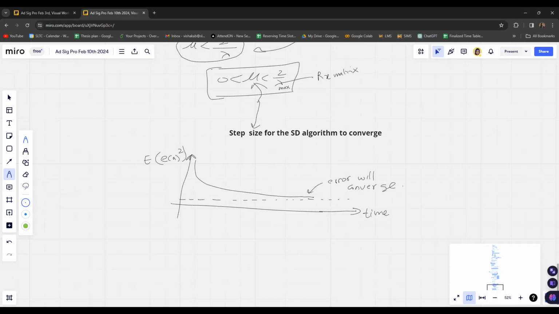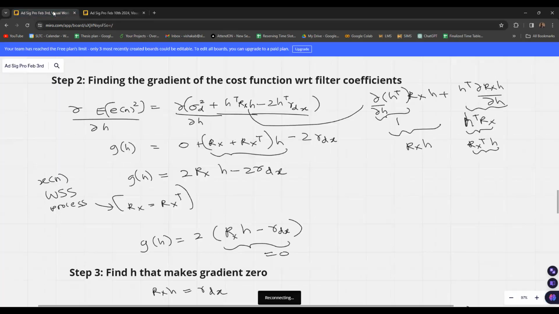So this is the expected goal of this exercise of the SD algorithm. You start with a high error value and then slowly decrease the error value over time until the error converges to a certain fixed point. So the goal is to reduce this error as much as possible. This is the minimum error value that we can take from the system, which we have decided earlier.